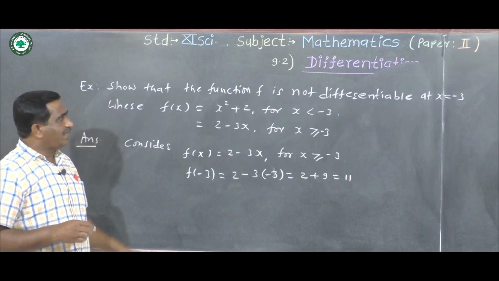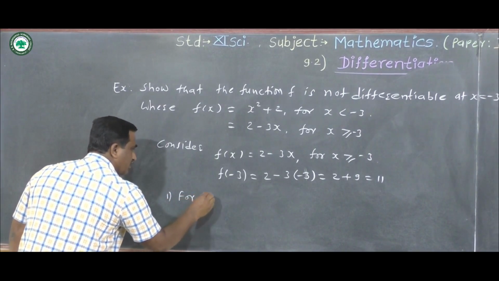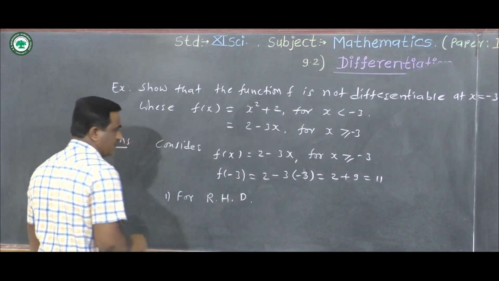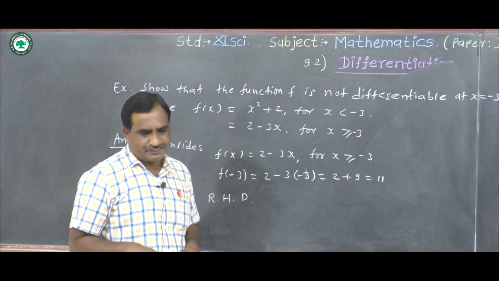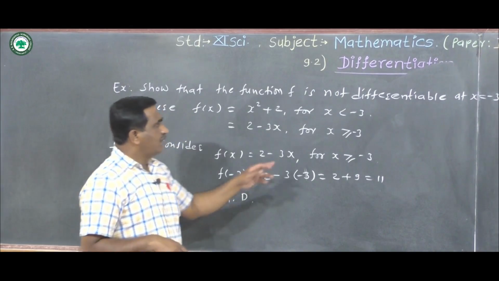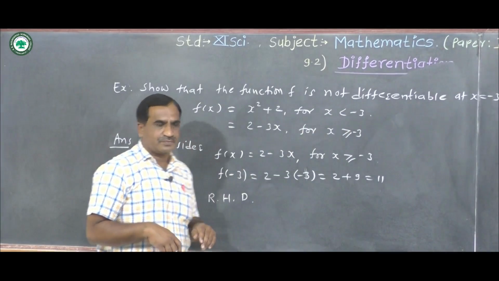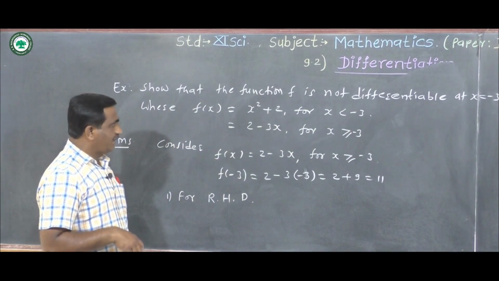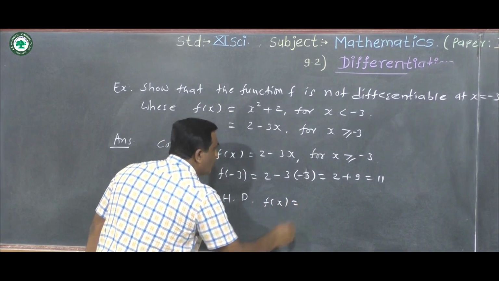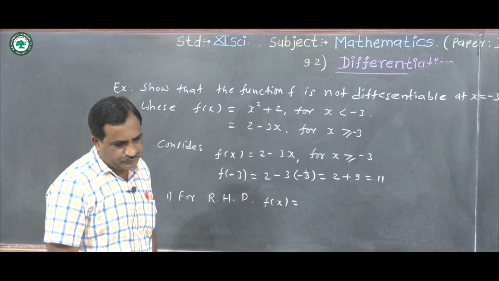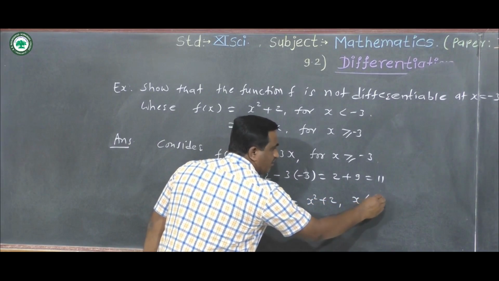Now first we have to find here the right hand derivative. For the right hand derivative, we consider f of x equal to, now x tends to minus 3 from left, from smaller value to bigger value, x tends to minus 3, then we can write here f of x is equal to x square plus 2, x less than minus 3.